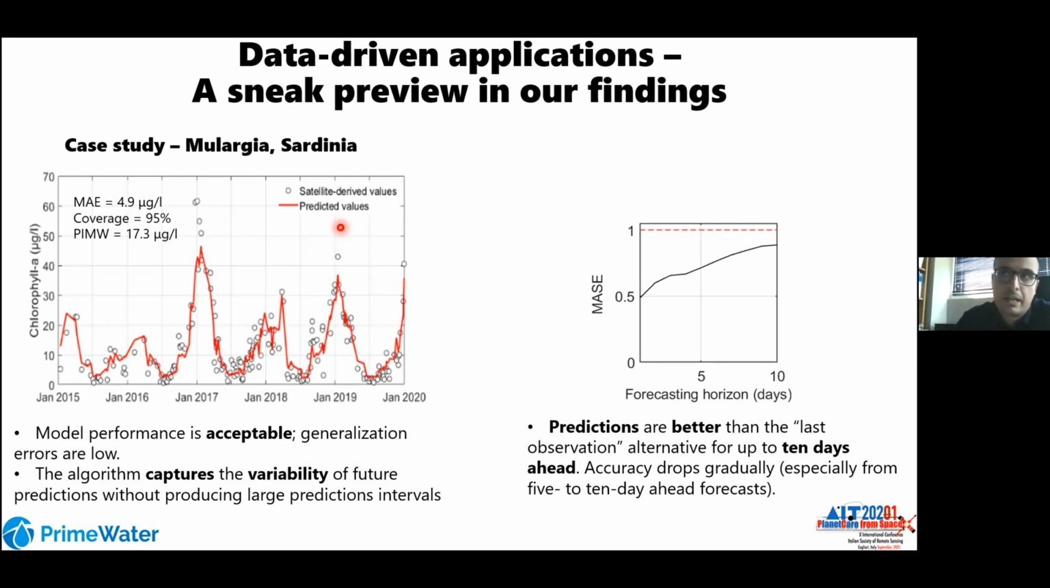Okay, the errors are acceptable, as we said, and they are low, but are they better than just keeping the last observation, which is a very reasonable assumption to make? Well, from our investigations, it appears that our forecasting approach can be better than this last observation alternative for up to 10 days ahead. Of course, accuracy drops when we move from 5 days ahead predictions to 10 days ahead, but still, this is an approach that can give us more accurate predictions than just sticking to what we already observe and know.